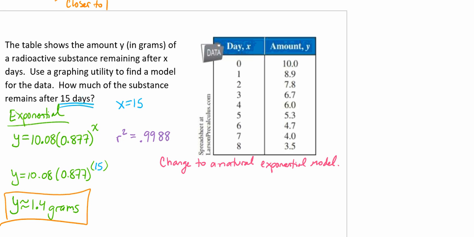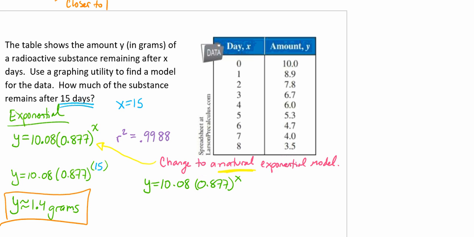Now there might be times where you're asked to change that model to a natural exponential model. So I'm going to go over really quickly how to do that. Basically, all you're going to do is take that original equation, so 10.08 times 0.877 raised to the x, and we're going to take this 0.877. It's really hard to read. Let's try this one. That's a little bit better.